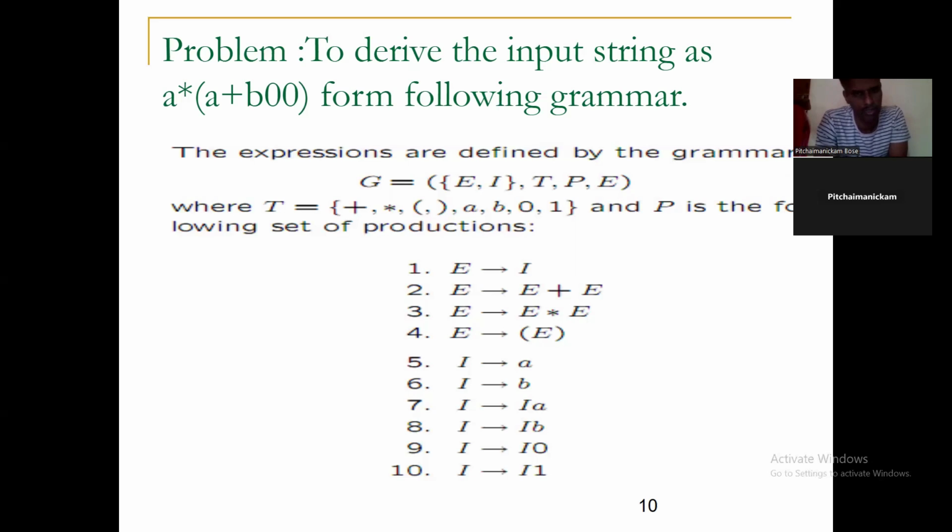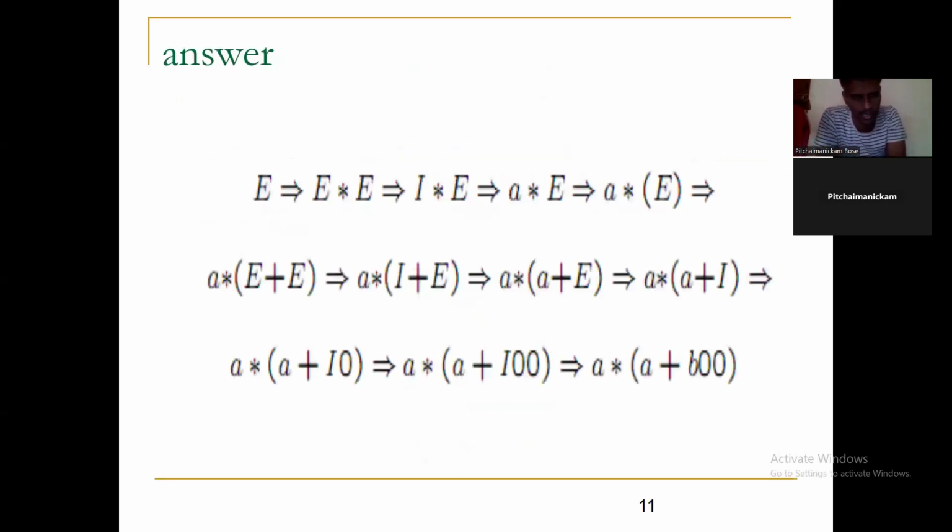So how are we using these productions with the help of the derivation? This is the answer. We start with the production E. E derives E star E. The first E has to be replaced with an expression, converted into an identifier. Again, the identifier leads to the terminal symbol A. So A star of E. Again, E can be replaced with within bracket of E. Again, E can be replaced with E plus E.